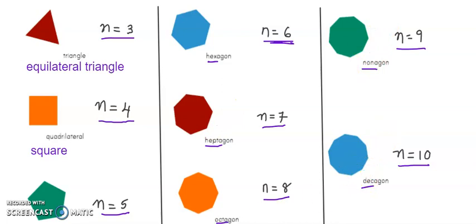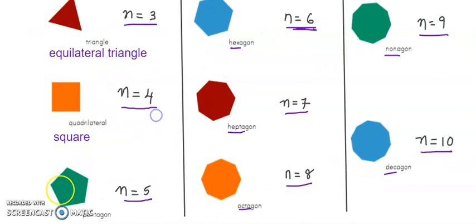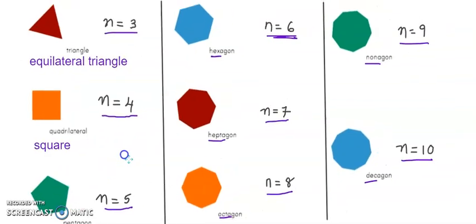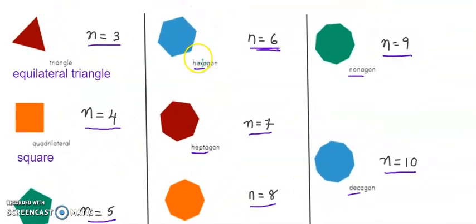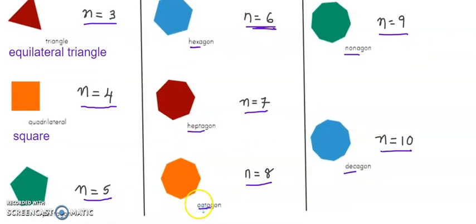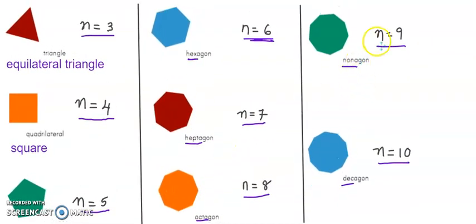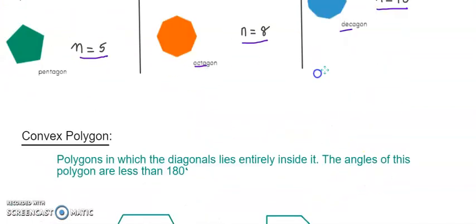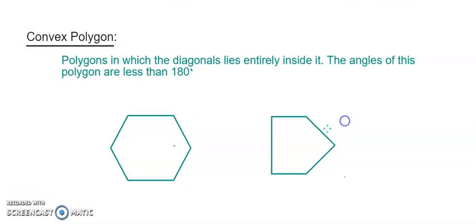Okay. So again, the number of sides and the name of the polygon. Three-sided polygon, triangle. Four-sided polygon, quadrilateral. Five-sided polygon, pentagon. Penta means 5. Six-sided polygon, hexagon. Hexa means 6. Seven-sided is heptagon, which is 7. Octagon, which is 8 because octa means 8. Nonagon means 9 and decagon is 10. Deca means 10. Clear? Now, polygon can be of two types.